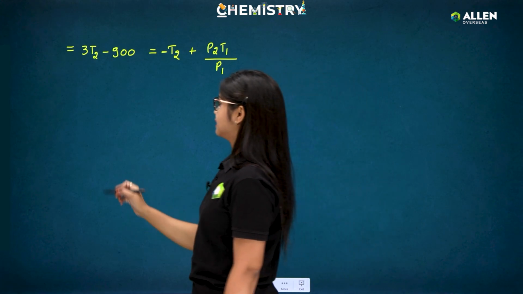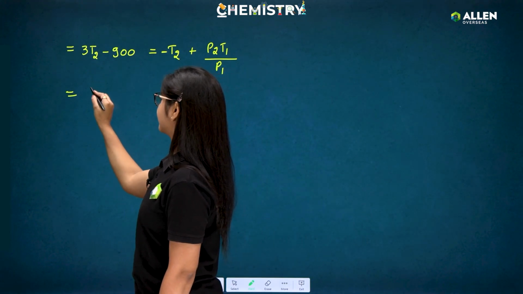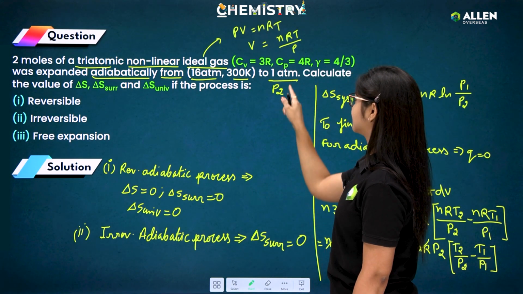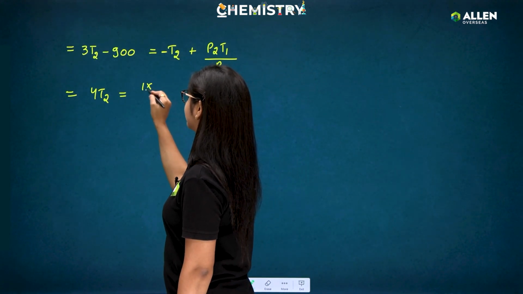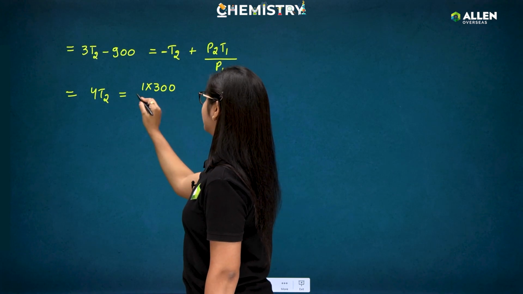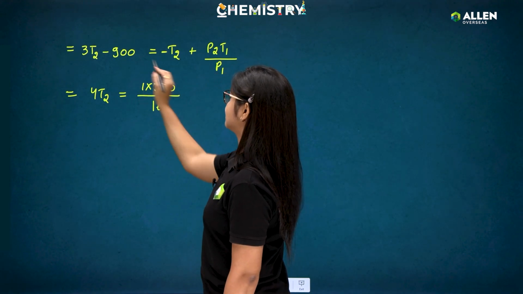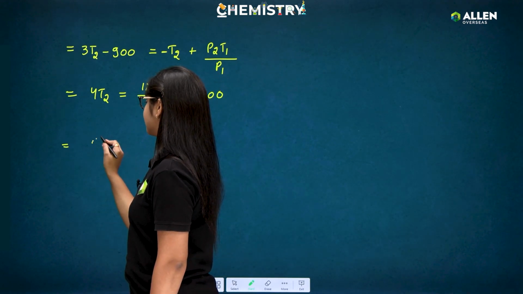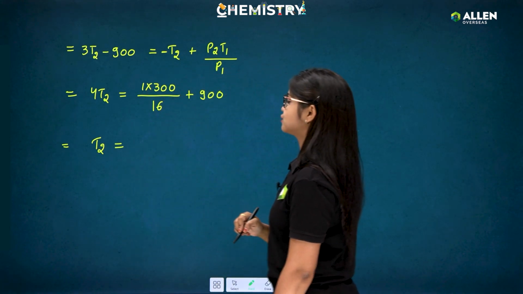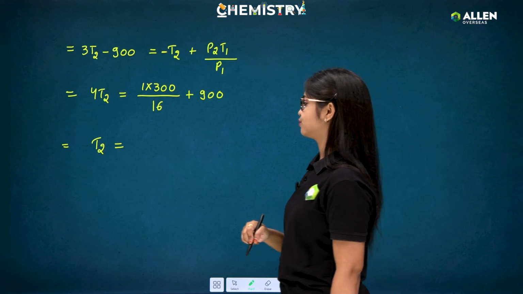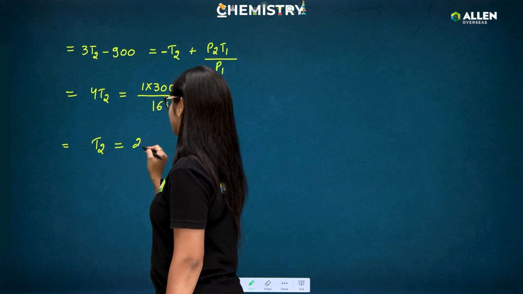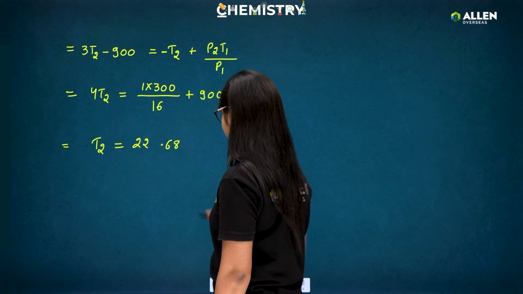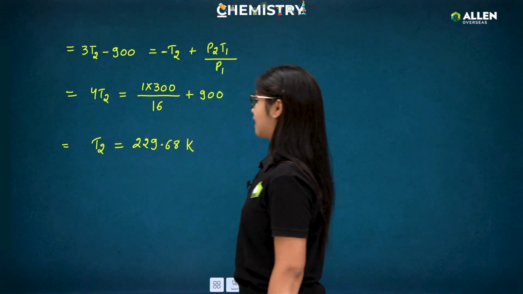Fine. So now let's solve it. T2, if we take at this side, it will become 4T2 equal to, and if we place the value of P2, final pressure is 1 atmosphere. So 1 into 300, the value of T1, divided by P1, which is 16. When you take 900 at this side, it will become positive, so plus 900. So now basically you have to solve this equation to find out the value of T2. After solving this, the value of T2 that you are going to get will be 229.68 Kelvin.